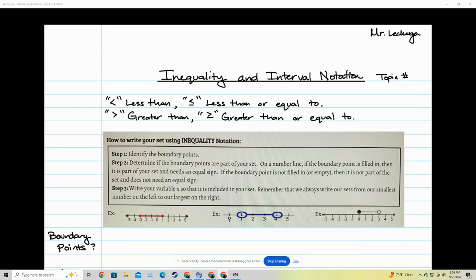Okay, these notes are going to be on inequality and interval notation. Again, I'm just going to assume that you already copied all this down. So we're going to be dealing with inequalities first. Inequalities are the ones that have that symbol.